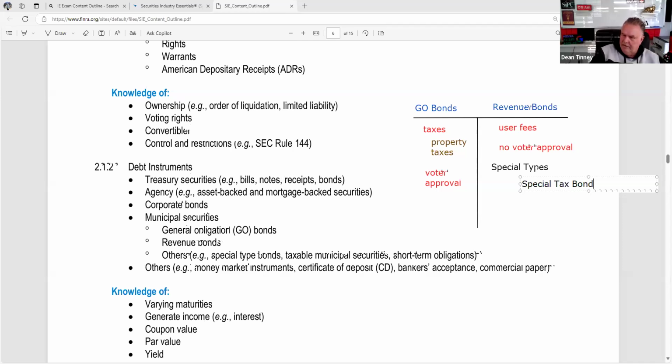And again, if this special tax is insufficient, the bond will default. These are typically financed through a special kind of sales tax or maybe an assessment against a sinful behavior. In fact, sometimes we call these sin taxes.